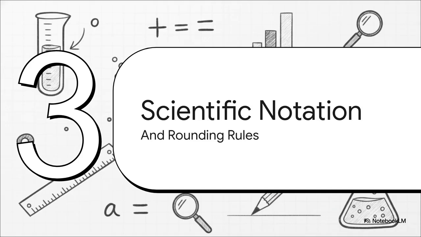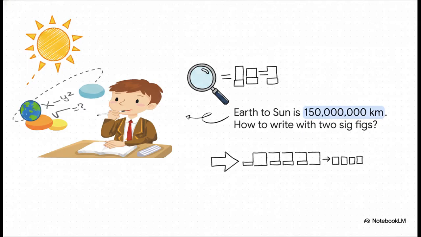Section 3, Scientific Notation and Rounding Rules. So how do we tame the excessive digits our calculators display? Let's look at a highly practical problem. The distance from the Earth to the Sun is an astounding 150 million kilometers. But what if our scientific instruments only allow us to state this distance to exactly two significant figures? How on earth do we write a massive number like 150 million with just two significant figures without completely losing the grand scale of the number itself?